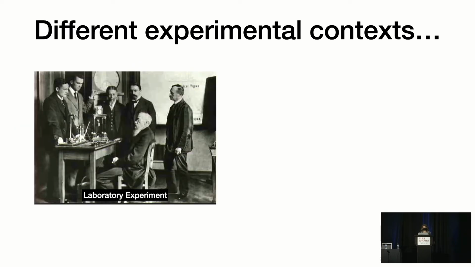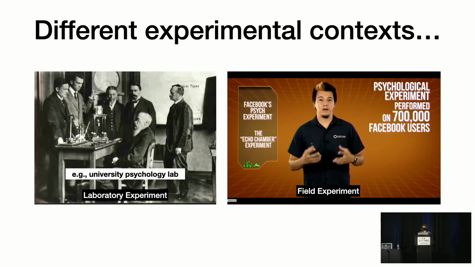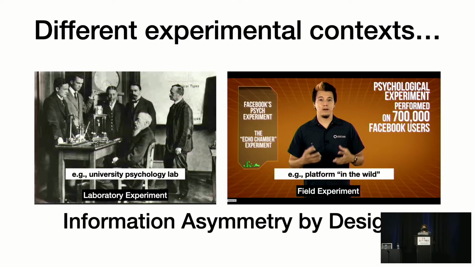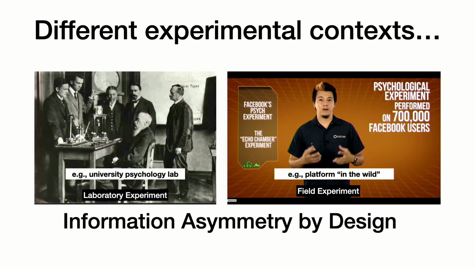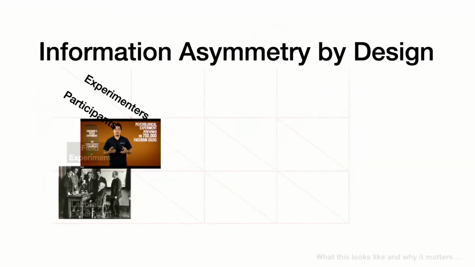And so we can consider a couple of different experimental contexts. You might have a laboratory experiment, for example, a university psychology lab, or a field experiment, like a platform in the wild. And in these systems, there's information asymmetry by design. This asymmetry exists between the participants and the experimenters. So I'll give a little more detail here.